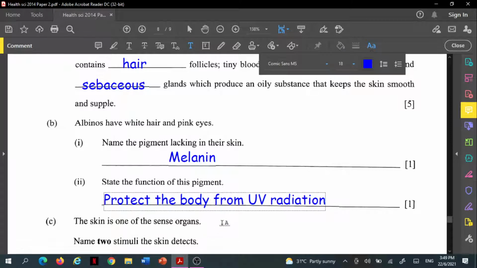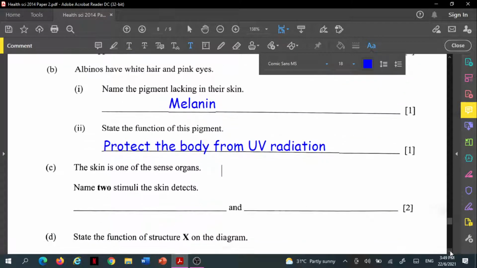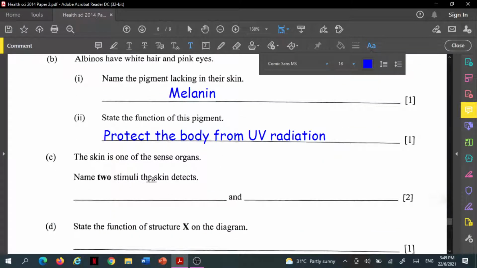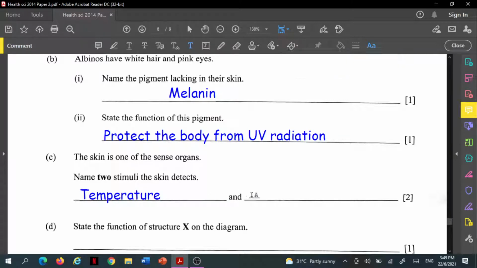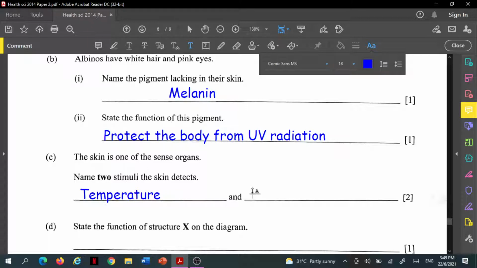Now, moving on here, part C now, we said the skin is one of the sense organs. So it's one of the sense organs. Name two stimuli the skin detects. So what can the skin detect? The skin can detect temperature. The skin can detect pain or touch. So I'm going to put pain or touch on this side. Okay, so pain or touch.